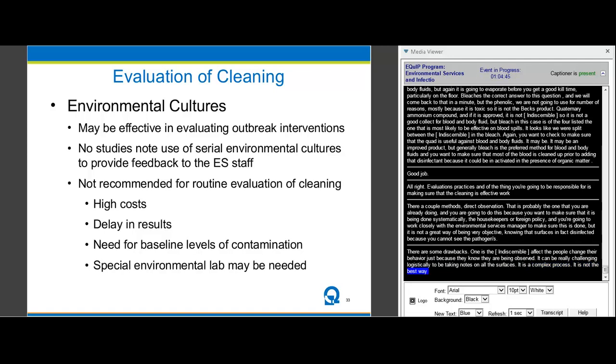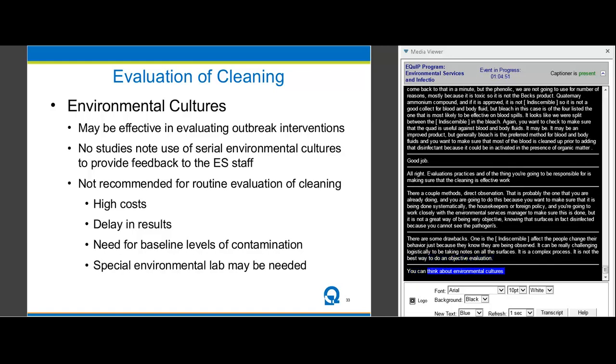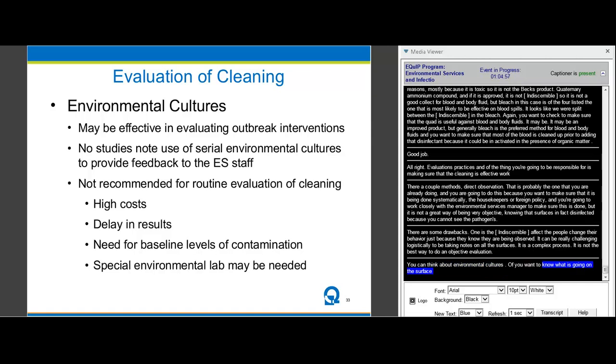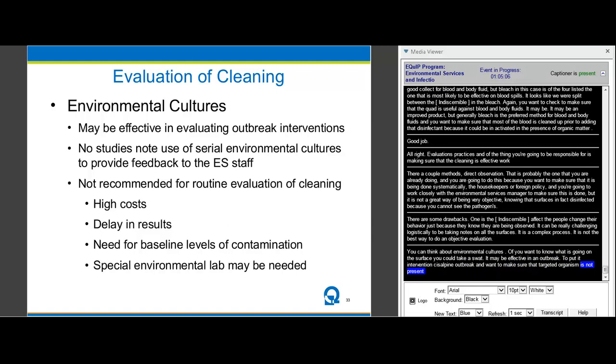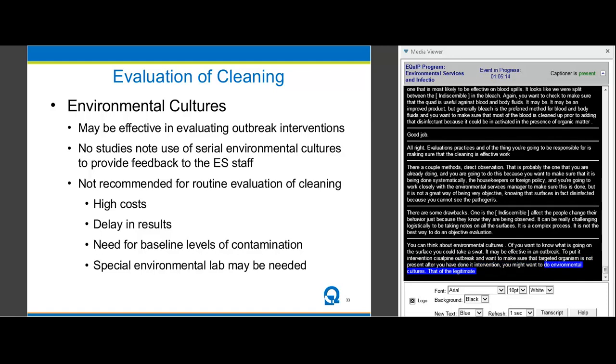Now, you can think about environmental cultures. So if you really want to know exactly what's growing on the surfaces, you could swab. And it may be effective in an outbreak. So if you've put in some interventions to stop an outbreak and you want to make sure that that targeted organism is not present after you've done an intervention, you might want to do environmental cultures. That is a legitimate reason. But right now there aren't any studies that show that serially culturing the surfaces and providing feedback improves cleaning.